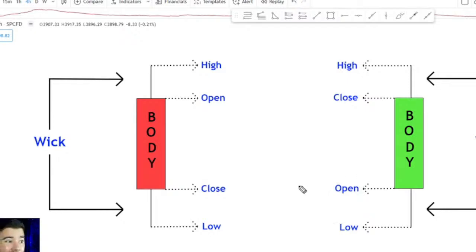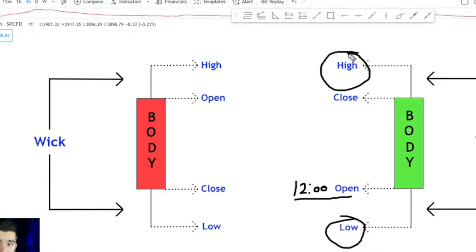So let's say that the beginning of our candle is at 12 o'clock. What this candle would represent is the open of a candle at 12 o'clock. The low would be the lowest point price got to during a 5-minute period. The high would be the highest point price got to during a 5-minute period, and our close would happen at 12:05, and that would be the ending price during a 5-minute period. So that is a green candle.